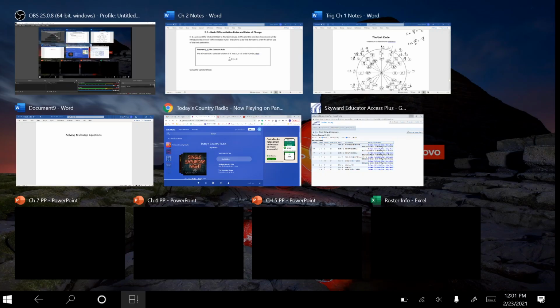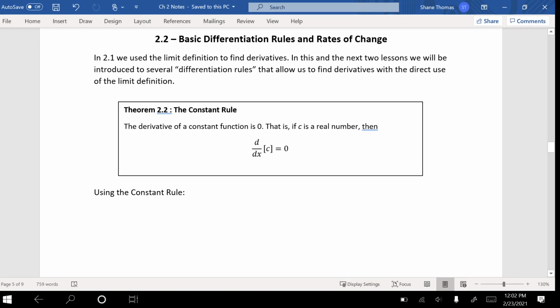Alright, so today we're looking at basic differentiation rules and rates of change. So you're going to like this way better than 2-1. Like I said, there's rules that apply in place of the delta x and those types of things.